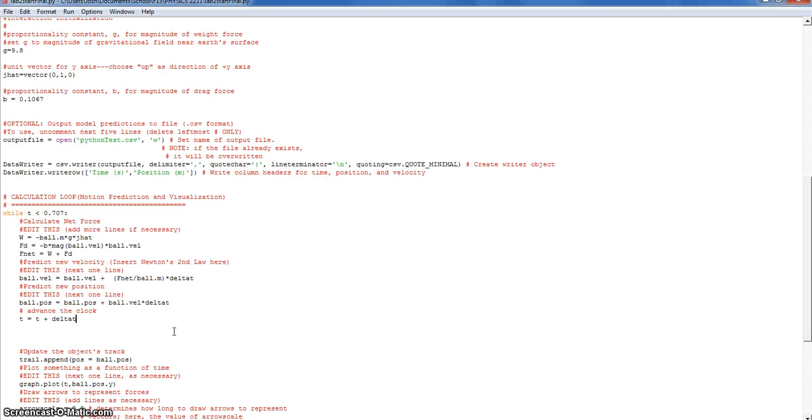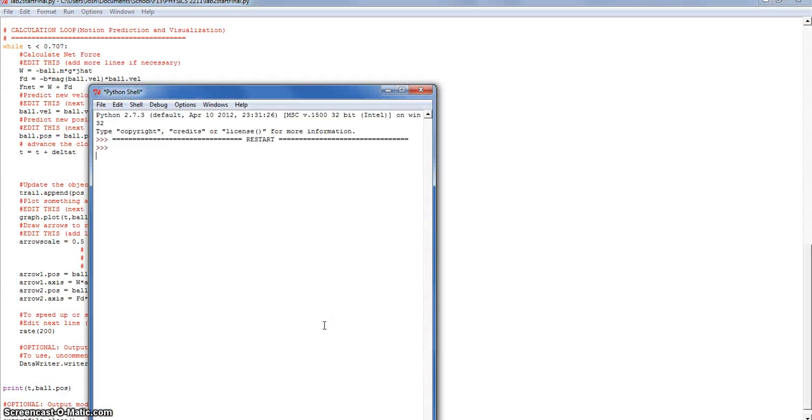The second model is very similar to our first model except for a few key differences, the main being that the calculation of Fnet, the total net force acting on the ball, is now calculated as the weight force plus Fd, which is the drag force. The drag force is calculated as negative b, the drag force proportionality constant, which has been calculated to be 0.1067, times the magnitude of the ball's velocity times the ball's velocity.